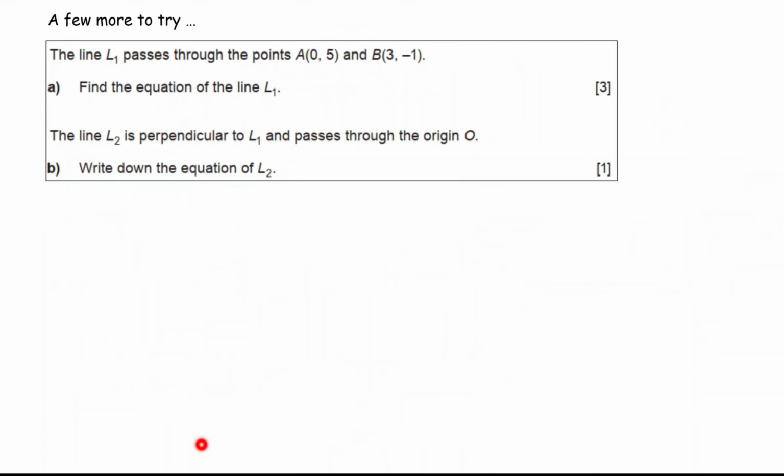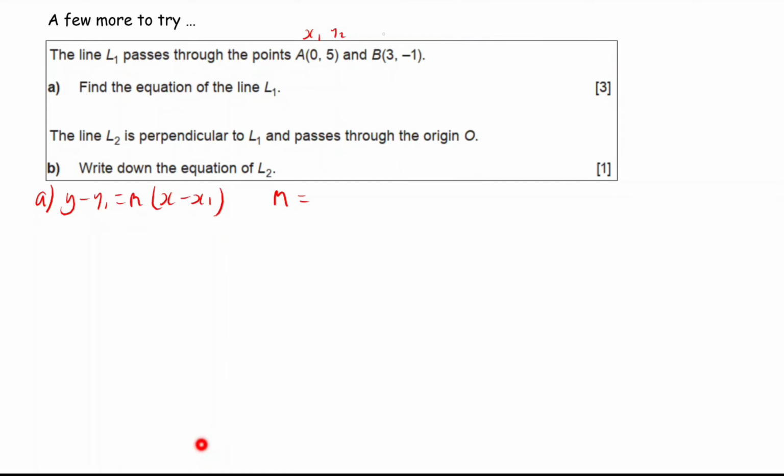Right, the second question. The line L1 passes through the points A, B. You've got to find the equation of L1 first. So we're going to use the equation of a line: y minus y1 equals m brackets x minus x1. We need the gradient first. So the gradient is going to be equal to our change in y's over our change in x.